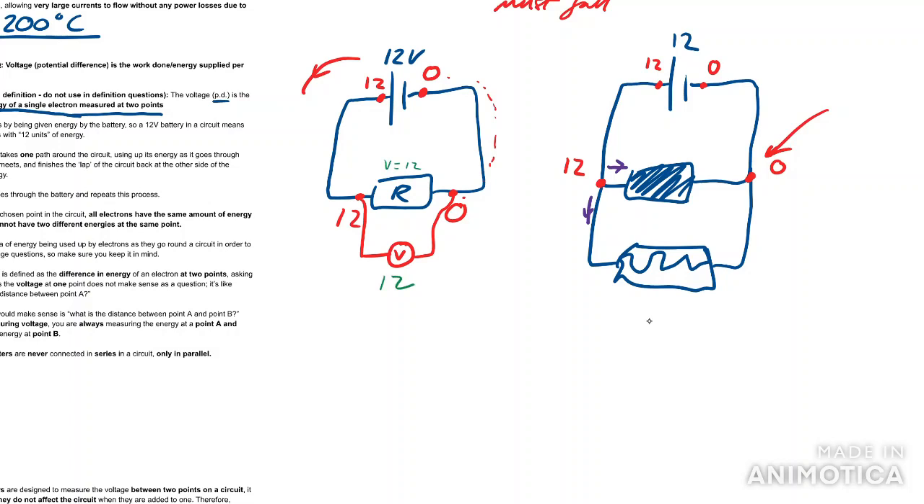So without knowing anything about these components, I don't need to know anything further to be able to say that, well, we've definitely had to spend 12 volts of energy across this guy, and we've also had to spend 12 volts of energy across this guy, because how else are you going to get from 12 to 0 on an electron that's followed either one of the paths?